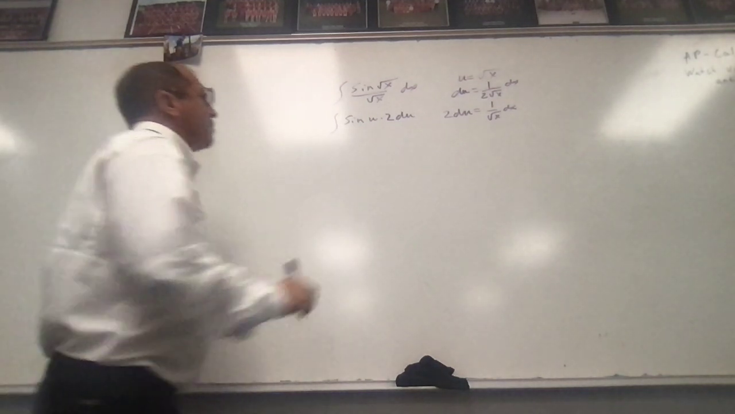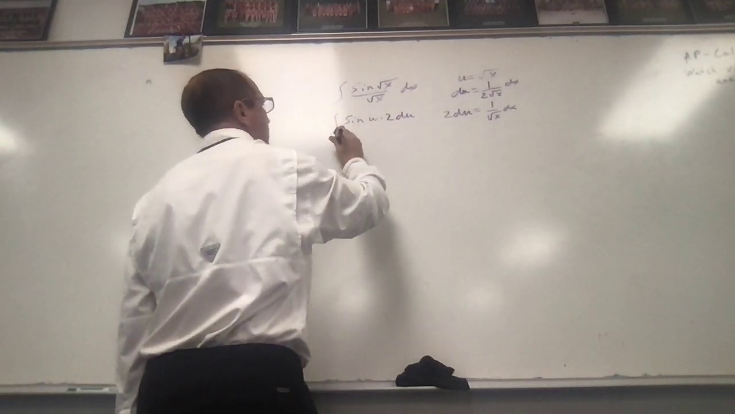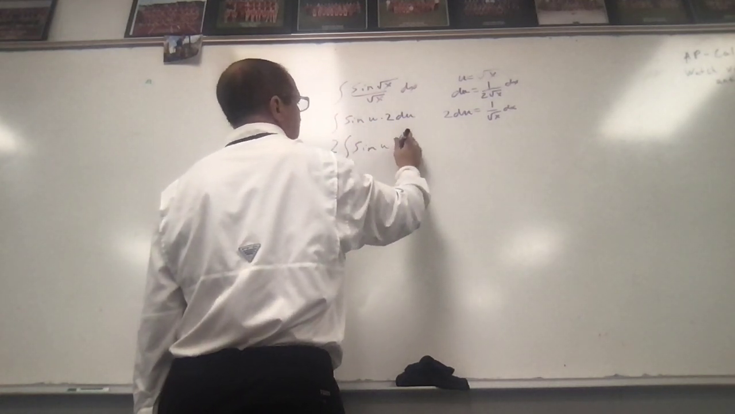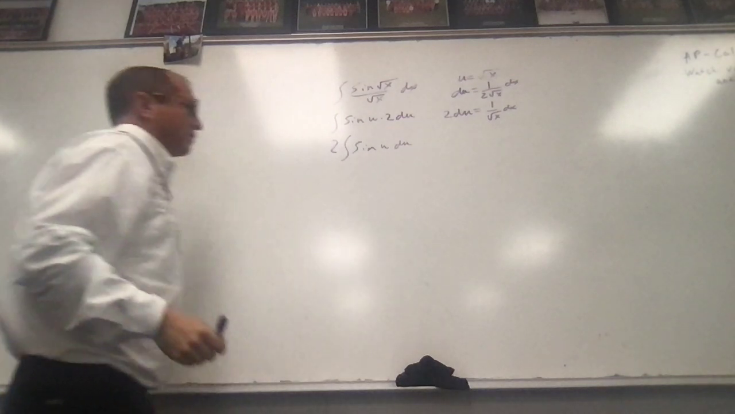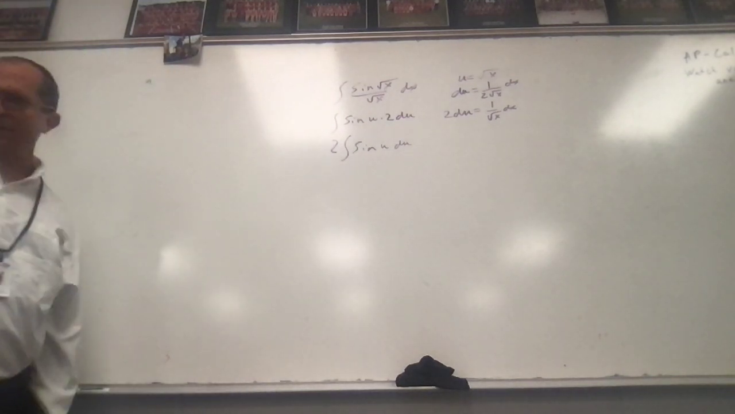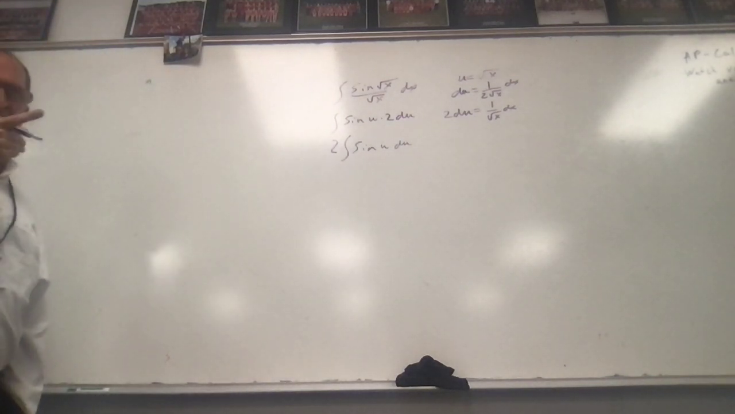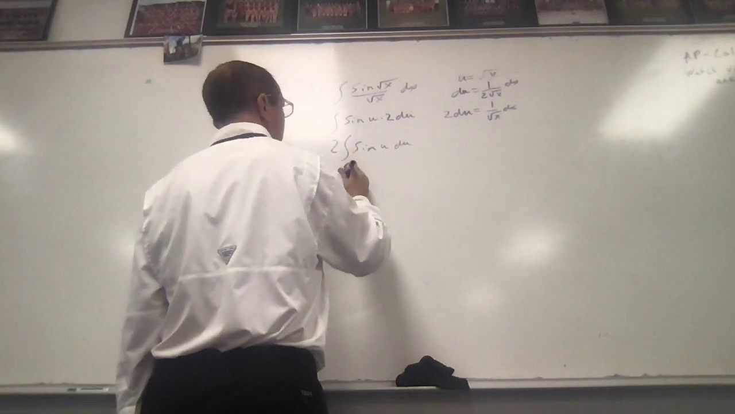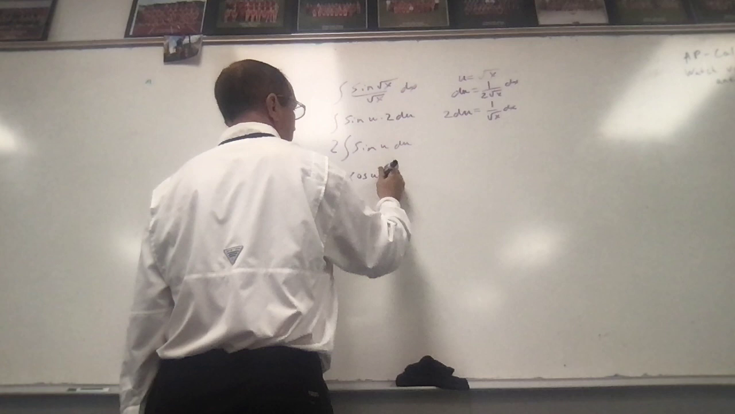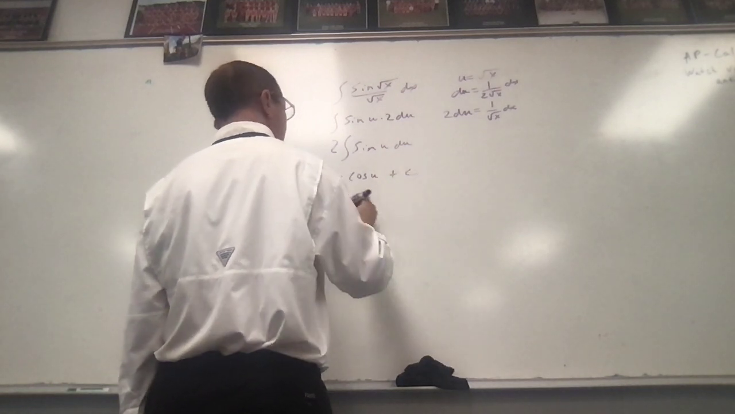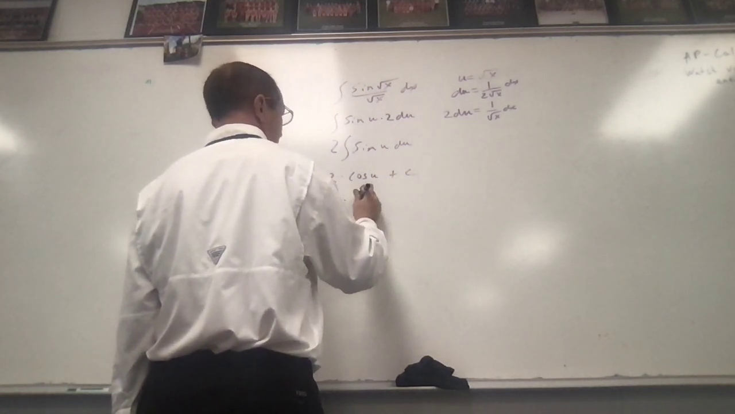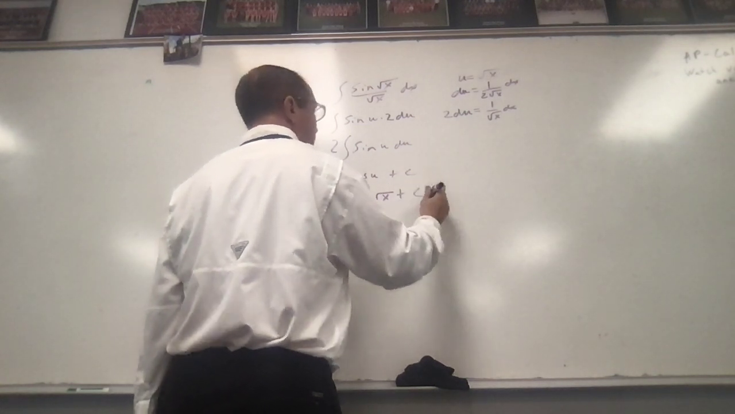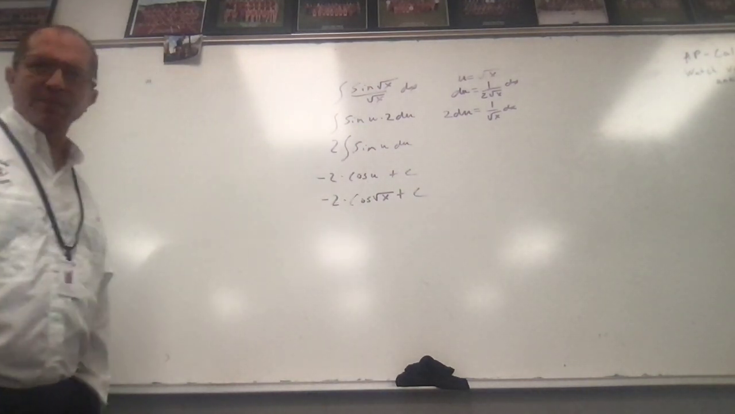So now I'm going to pull out the 2 here, so it's 2 times the integral of the sine of u du. And what did we say earlier the antiderivative of sine of u is? Be careful. Negative cosine, yeah. So this becomes negative 2 times the cosine of u plus c, which becomes negative 2 times the cosine of the square root of x plus c. And I'm done.